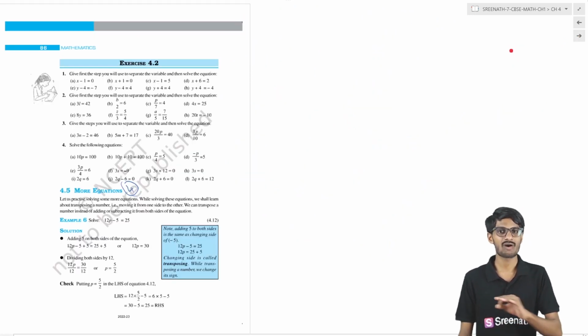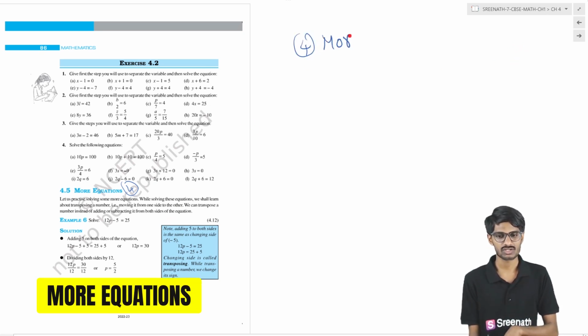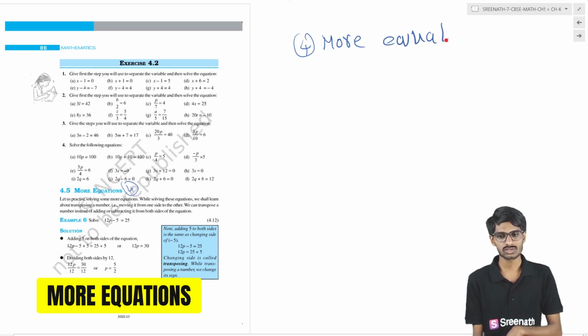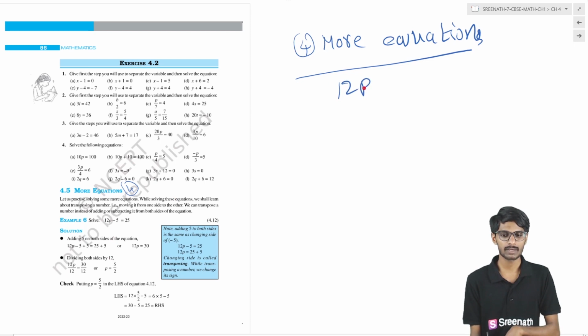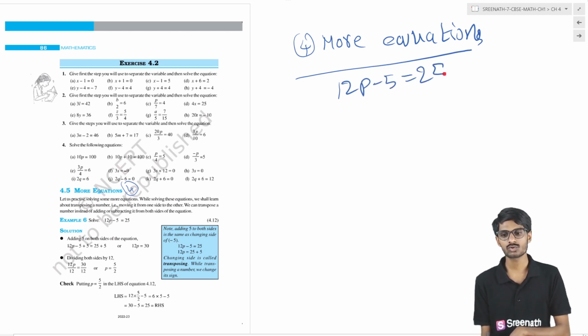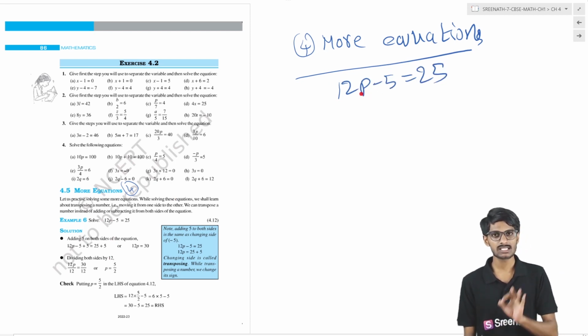That's it, students. We have learned how to set up an equation, what an equation is, and how to solve an equation. Now we are going to solve some more equations. What is the fourth topic? More equations. How to solve those? The equation is 12p minus 5 equal to 25. We have to find the value of p. That is solving the equation.